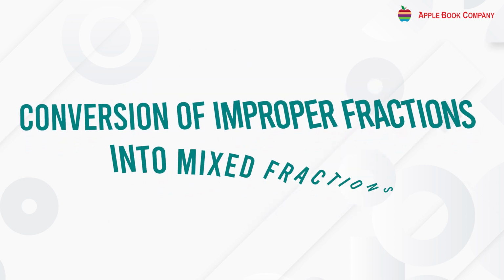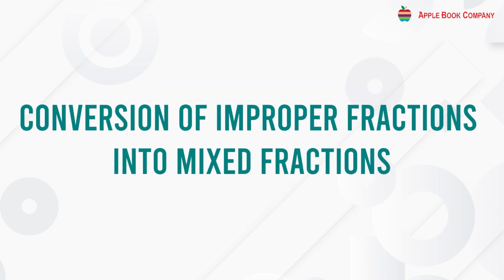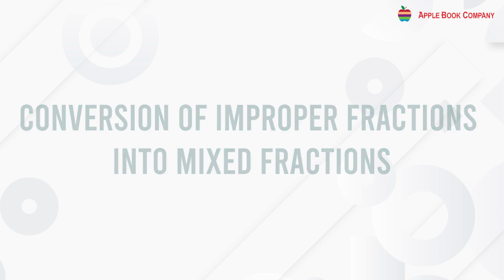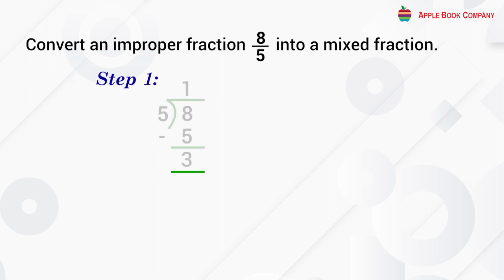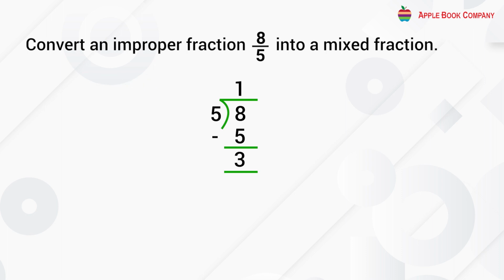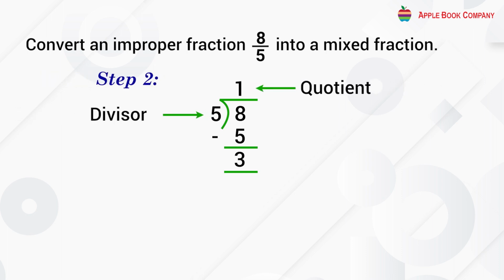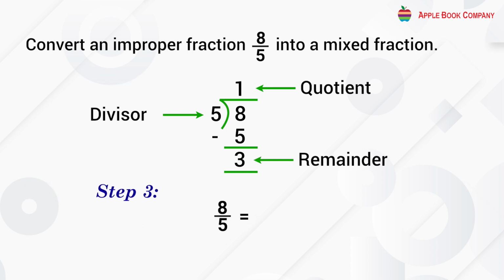Now let's see the conversion of improper fractions into mixed fractions. Let's convert the improper fraction 8 by 5 into a mixed fraction. First, we need to know how many whole numbers are there in 8 by 5. Let's see the following steps. Step 1. Divide the numerator by the denominator. Step 2. On division, you get a quotient of 1 as a whole and the remainder is 3. So in step 3, 8 by 5 becomes 1 3 by 5.